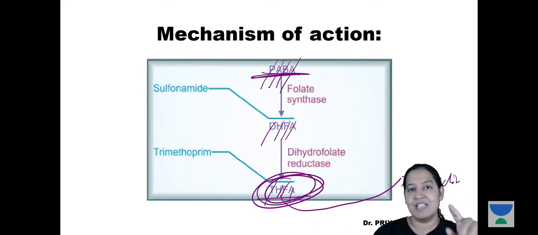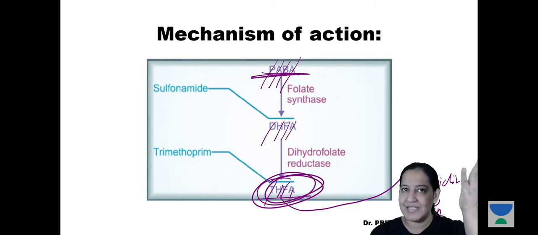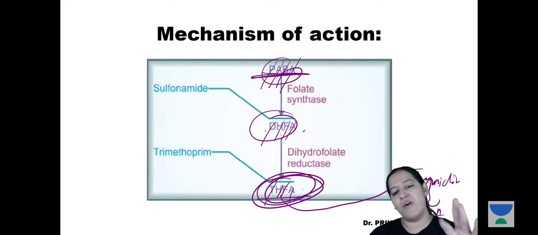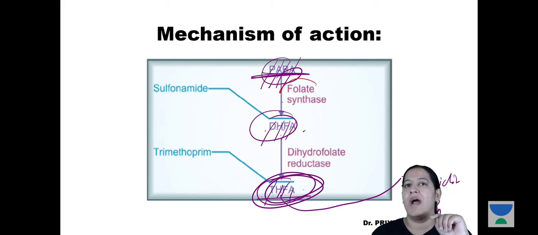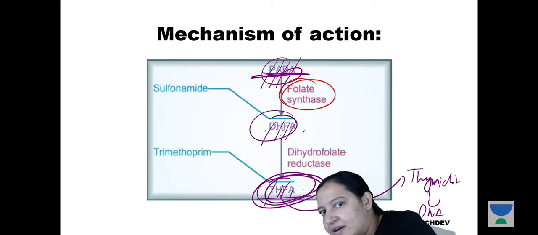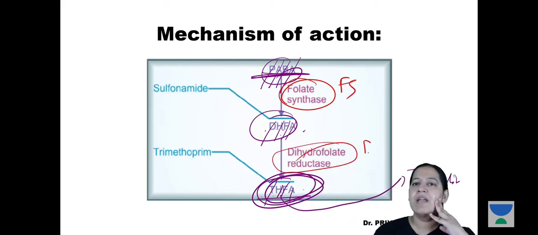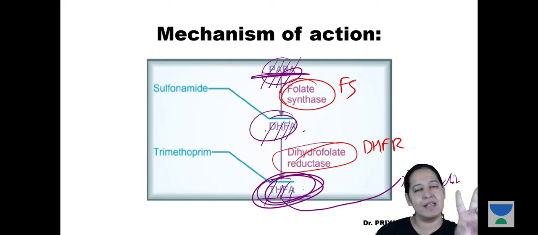So this THFA, two steps are there. PABA से DHFA बनेगा और DHFA से THFA. You know the full form? Dihydrofolic acid, tetrahydrofolic acid, and this tetrahydrofolic acid is required for DNA. So basically what is happening? Two enzymes are required. Folate synthase for the first step, and what is the name of the other enzyme? Dihydrofolate reductase. These are the two enzymes required.